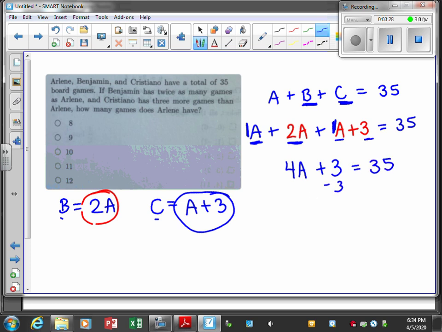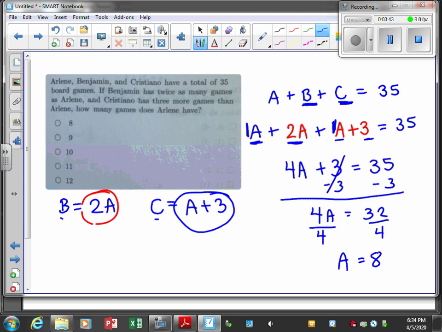Subtract 3 from both sides. Solving the equation now. You get 4A equals 32. They multiply by 4, you divide both sides by 4. So A is equal to 8. How many games does Arlene have? So Arlene has 8.